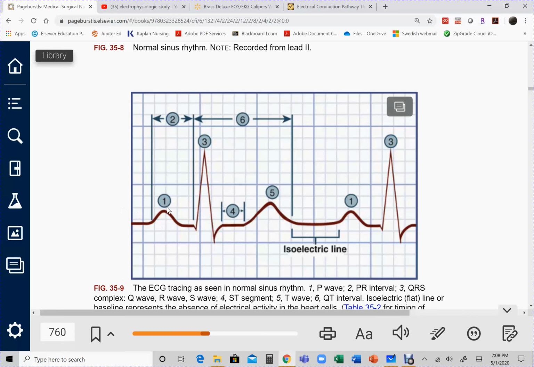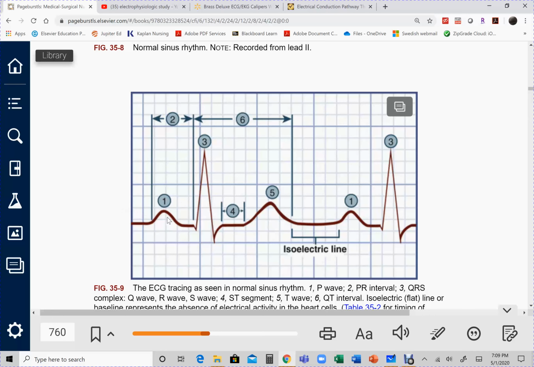Okay, the P wave here represents atrial contraction. The QRS, this is a QRS, is the ventricular contraction. This is the ST segment wherein there is no electrical activity. The heart is ready for another repolarization. So long story short, this is atrial contraction, ventricular contraction, and this is ventricular relaxation or repolarization.